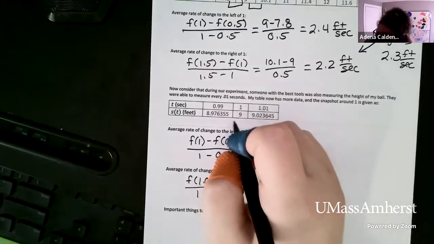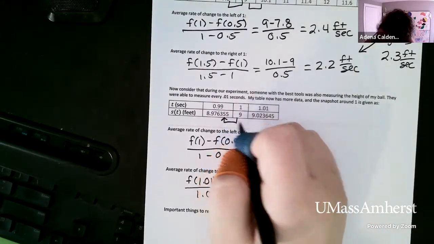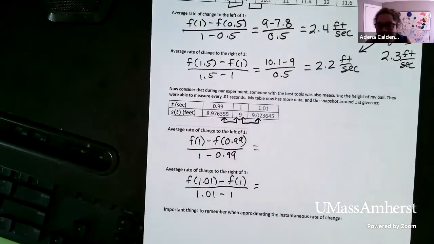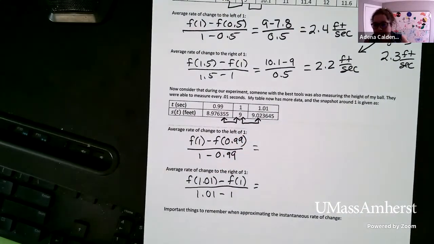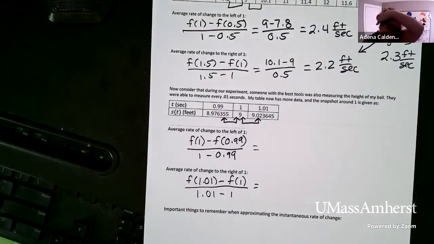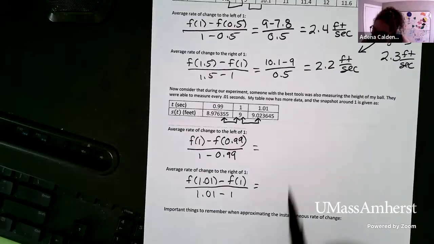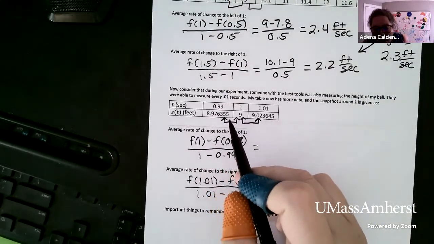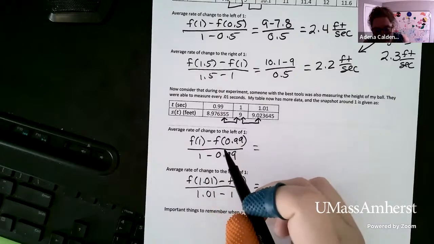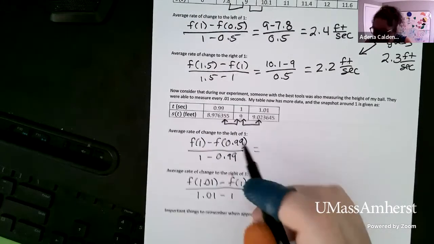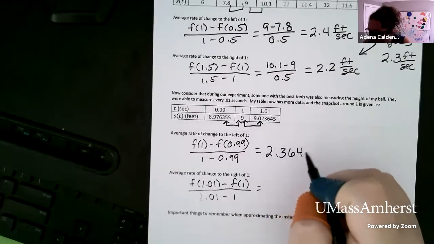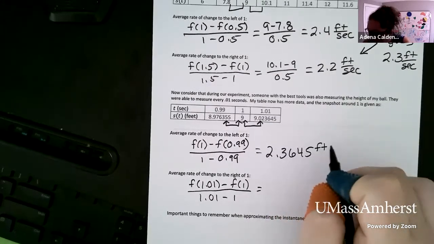All right. So you may have noticed something very interesting happens in this particular case. When we do f of 1 minus f of 0.99, we are doing 9 minus 8.976355, and then dividing by 0.01. When you plug that all into the calculator, you get 2.3645 feet per second.